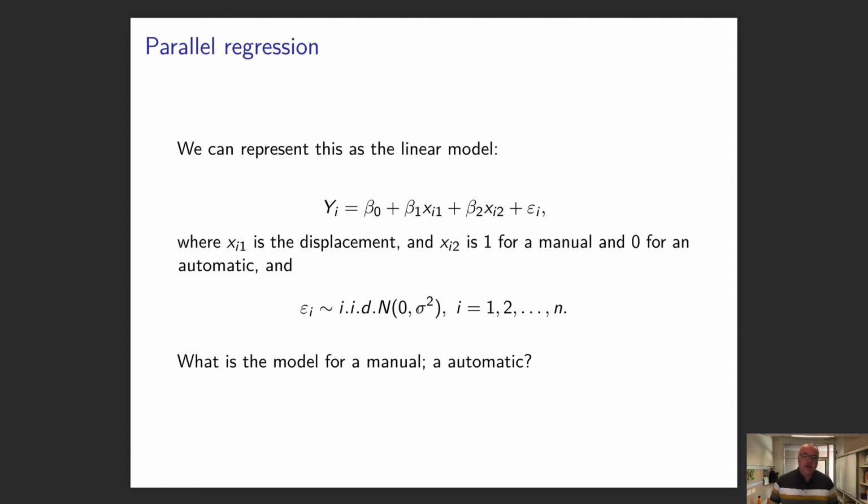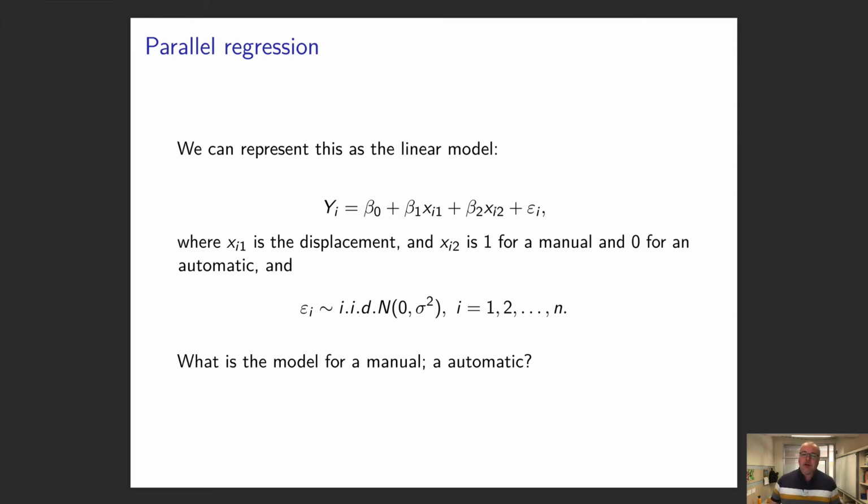So think about it. What is the model of the manual or an automatic? Well, if you were basically equal to an automatic, this would be 0. This whole term would disappear. You'd get beta 0 plus beta 1 xi1. So you just get a simple linear regression. This would be your intercept, this would be your slope.